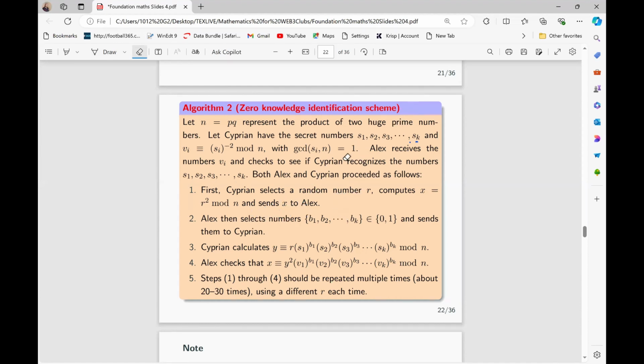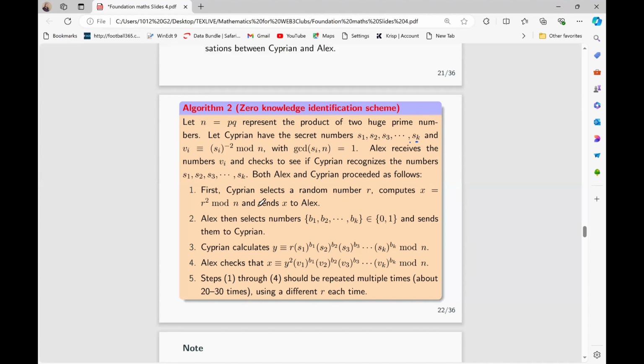So in this algorithm, we have two large prime numbers, and the witness is S1, S2, S3, all the way up to Sk, and the other witness is this, mod N. And how was Si chosen? Si was chosen just like in the previous examples, so that it's relatively prime to N. This is the witness. This is the only witness.